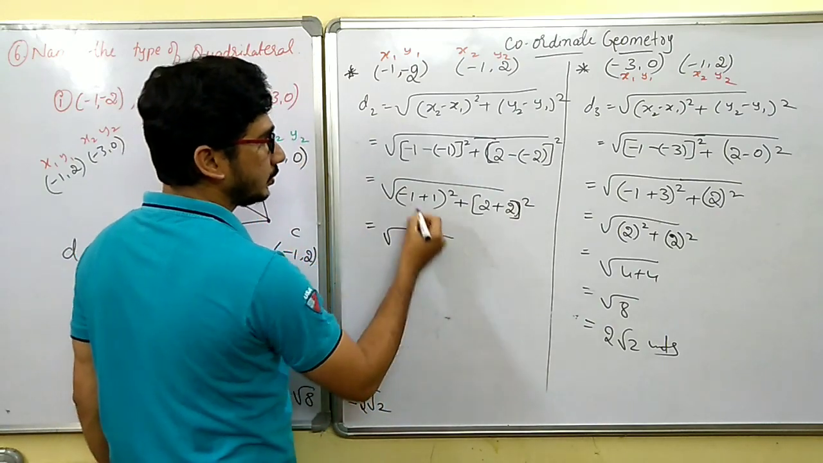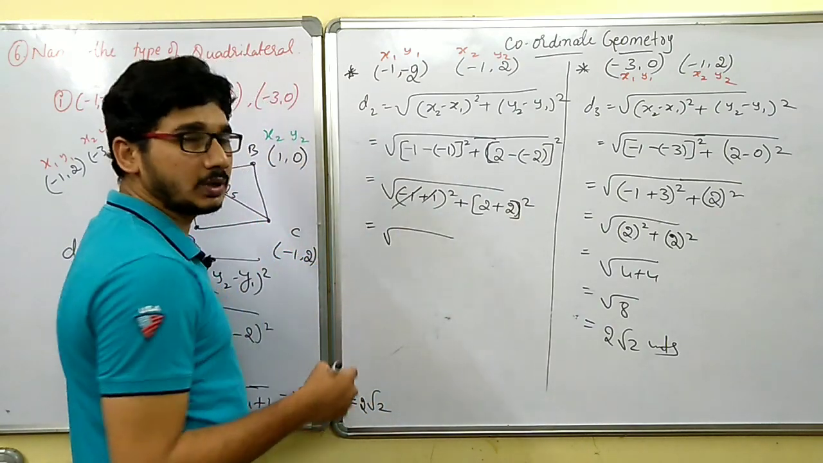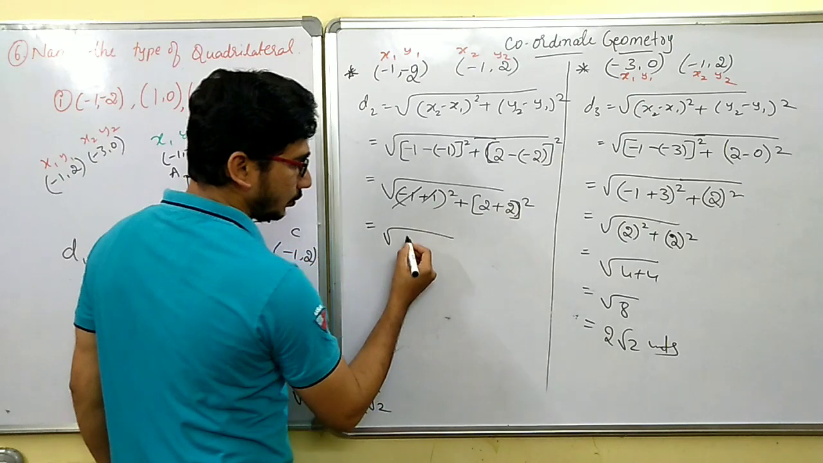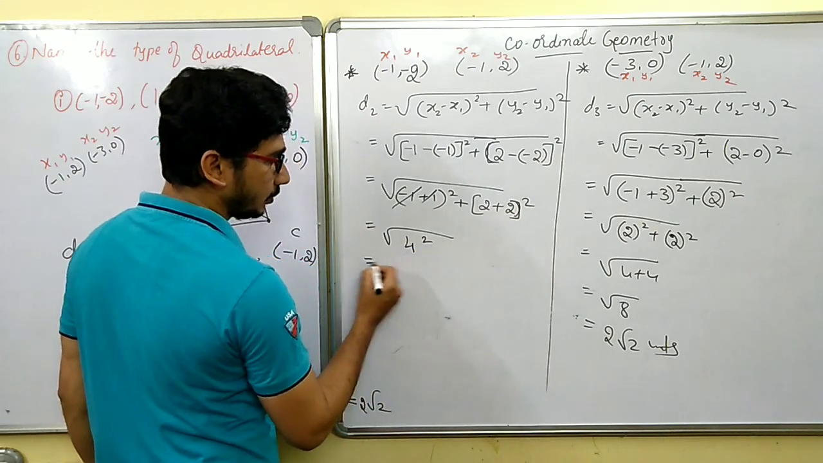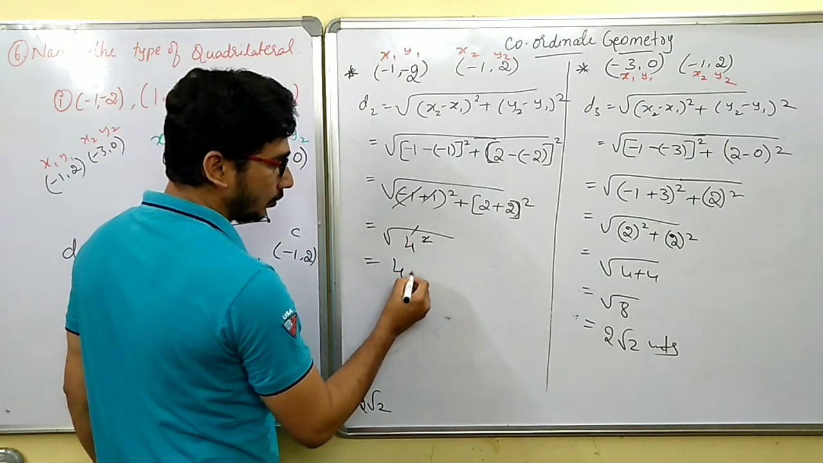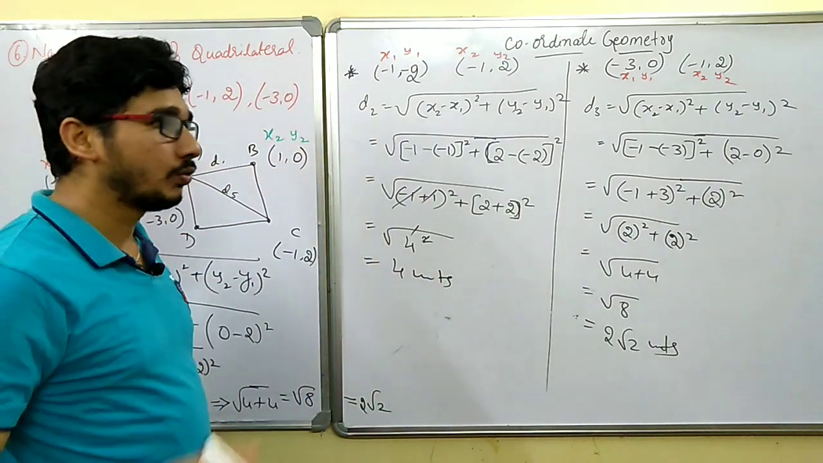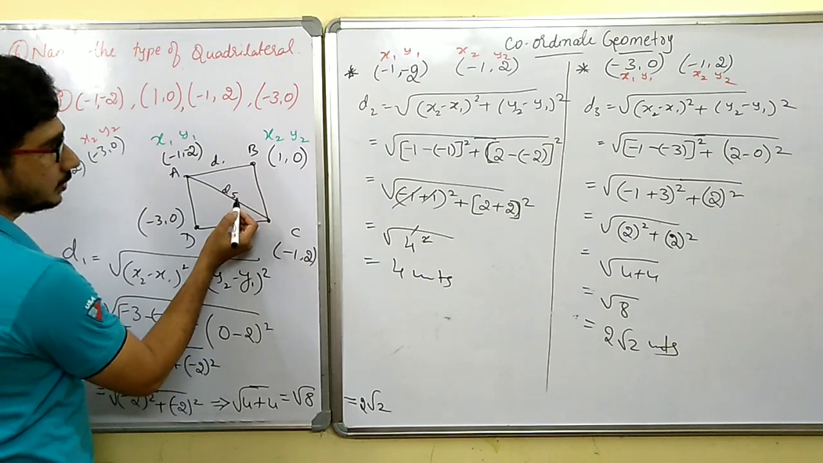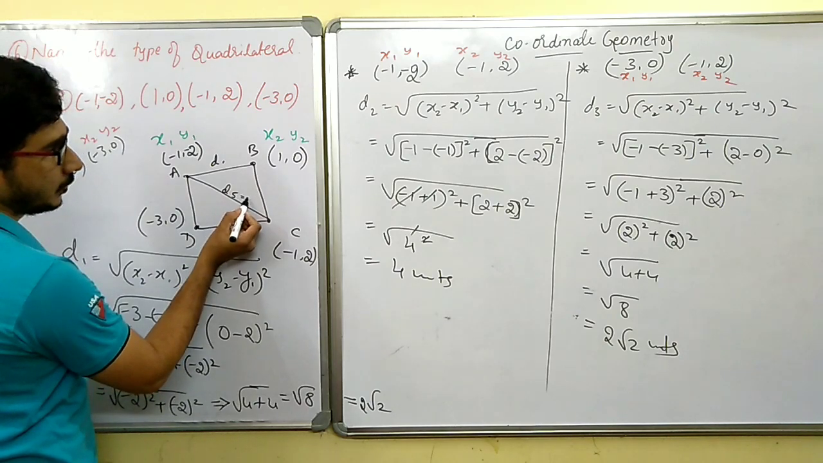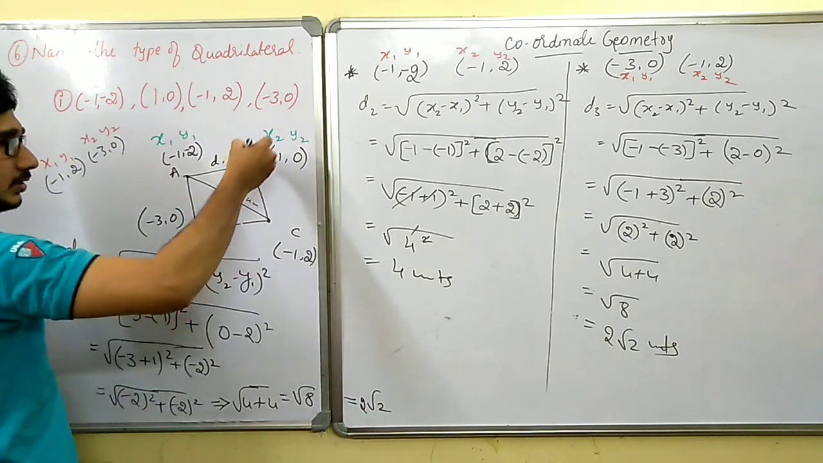Now what will happen? This one will get cancelled, plus 1 minus 1. So 2 plus 2, 4 whole square, which implies this one and this one will get cancelled, 4 units. In the sense, one diagonal is 4, this one. This value is how much? 4 units. Now let us find this one.